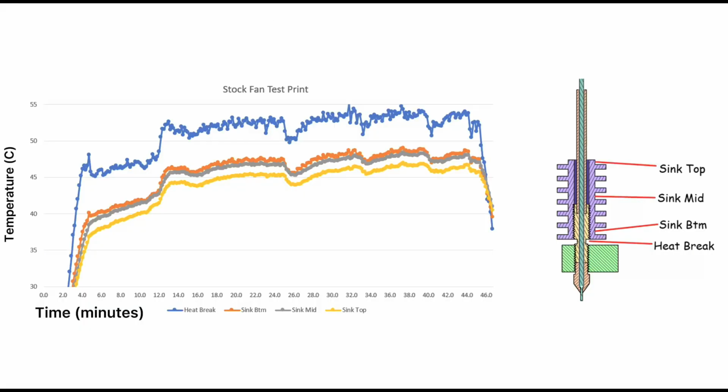Okay, so let's take a look at the data from the print with the stock fan. We can see here this whole print is about 45 minutes long, as you can see on the bottom axis there. The four lines represent the temperature of the four components we measured, with the heat break being that blue line on the top, the hottest, and then the three locations on the heat sink are below that.